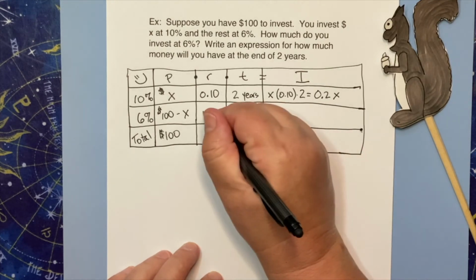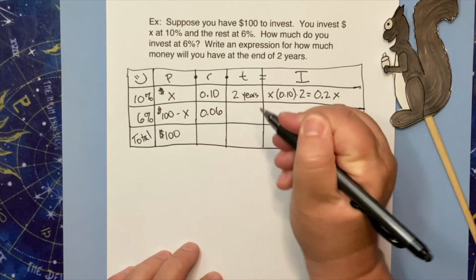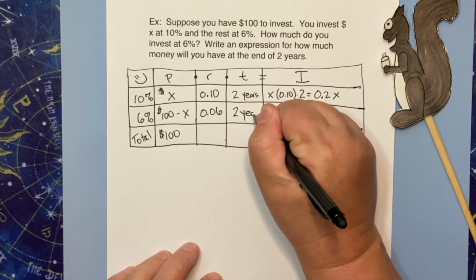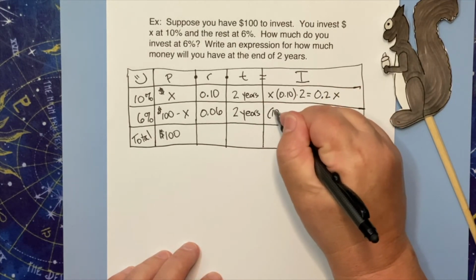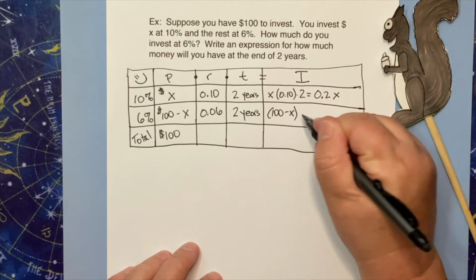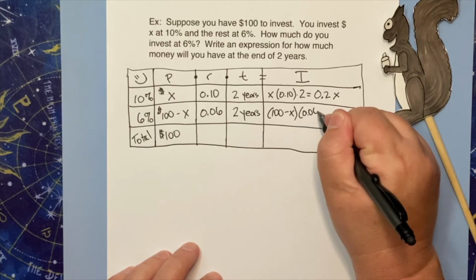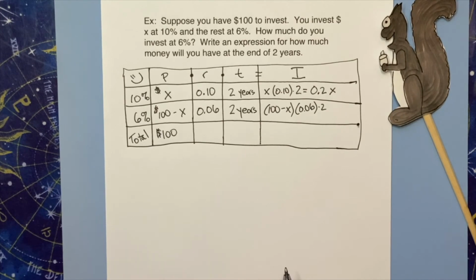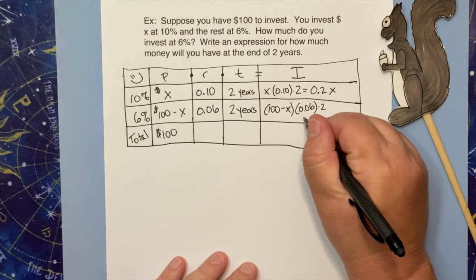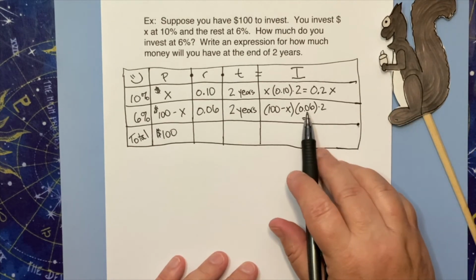My interest rate here, 0.06. Again, it's 2 years across the board. And so I get (100 minus X) times 0.06 times 2. Now that's kind of a mess. So there are a couple ways I can look at it. I can go ahead and simplify a little bit.